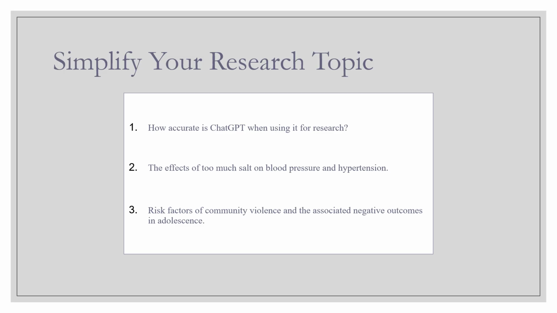Before jumping into a search for articles, it's best to define your research topic. I suggest you start by writing it out in one clear sentence as best you can. This helps us simplify the ideas that we'll be searching for. Here are some examples. How accurate is ChatGPT when using it for research? The effects of too much salt on blood pressure and hypertension. Risk factors of community violence and the associated negative outcomes on adolescents.